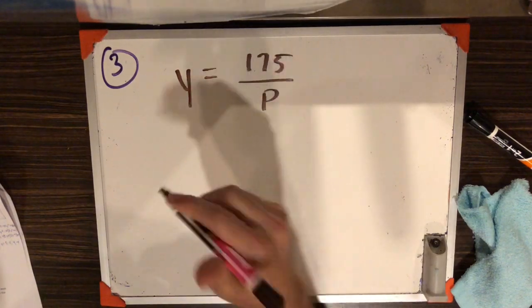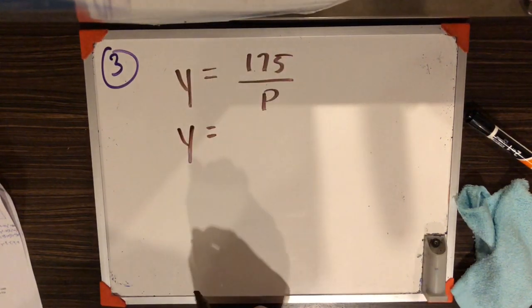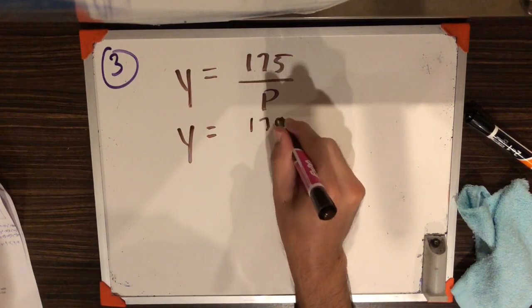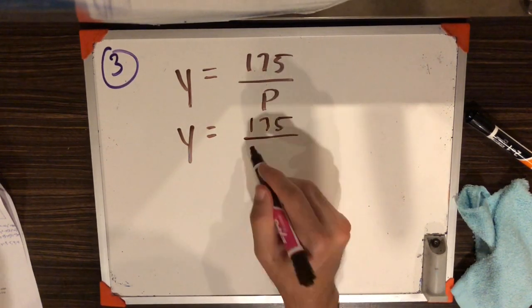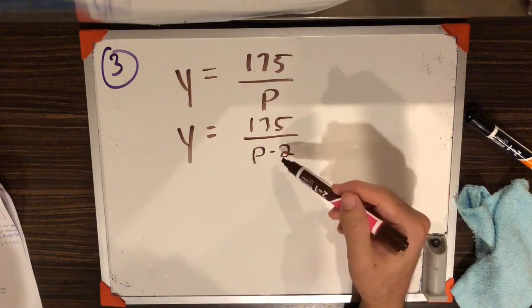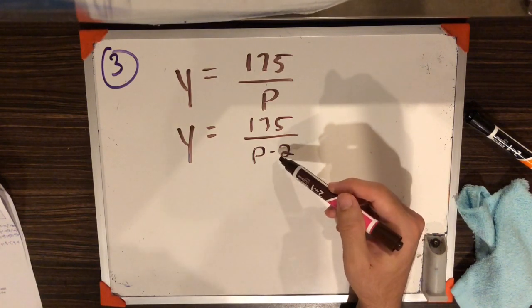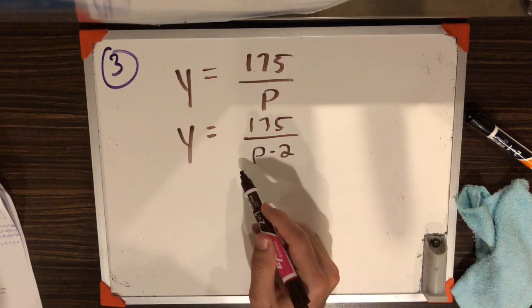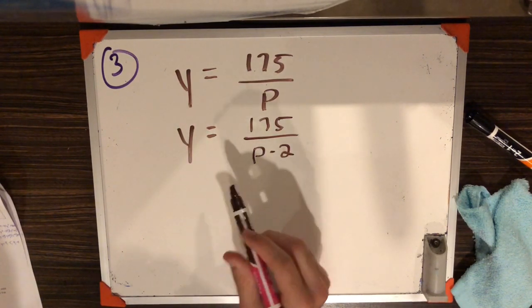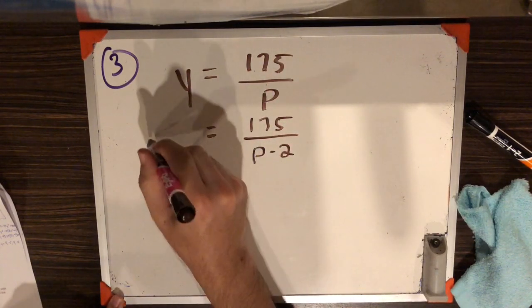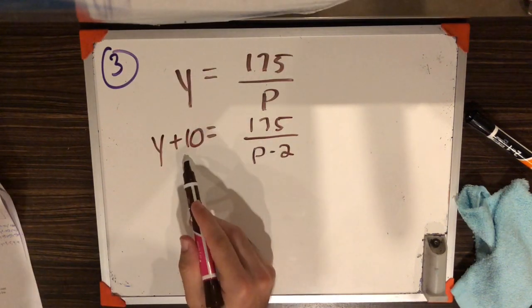But our new situation would end up being y is equal to 175, but there are 2 people that left, so p minus 2. There are 2 people that left, so that's why I'm subtracting 2. And these people end up paying 10 baht more each. So the amount being paid is increased by 10.